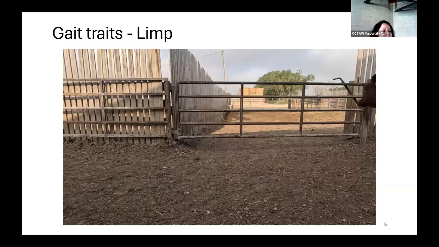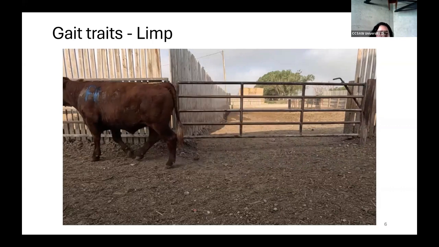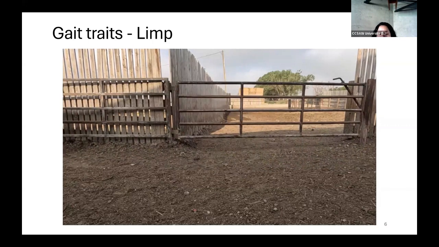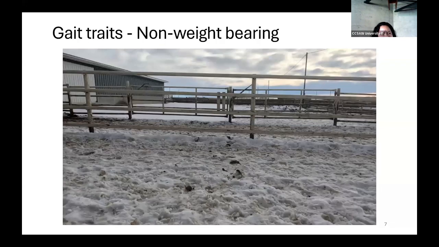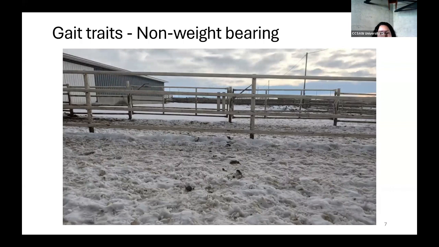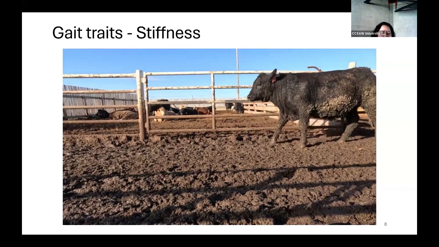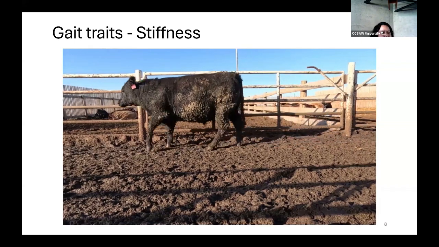There are gait traits mentioned in all of the scoring systems that exist. These are just a few of them, like limp, which is defined as when one or more legs do not bear the animal's weight, as you can see on the hind right of this animal. Non-weight bearing is a type of severe limp, and it's when an animal avoids using one leg completely, like the one that you see here. Stiffness is the abnormal flexion or extension of a joint, and this animal is showing stiffness on all four legs.